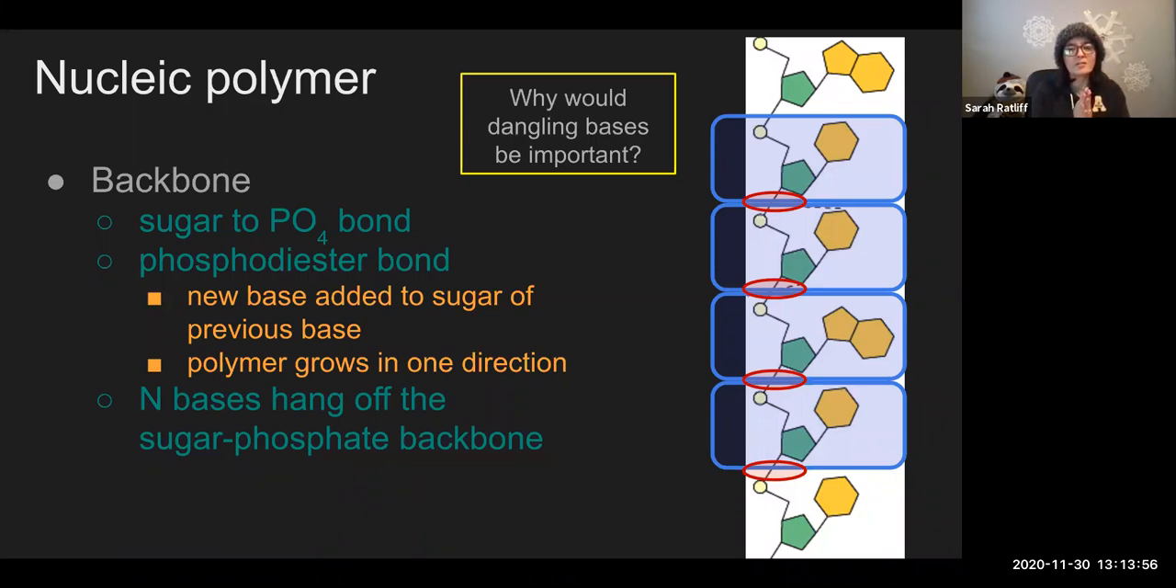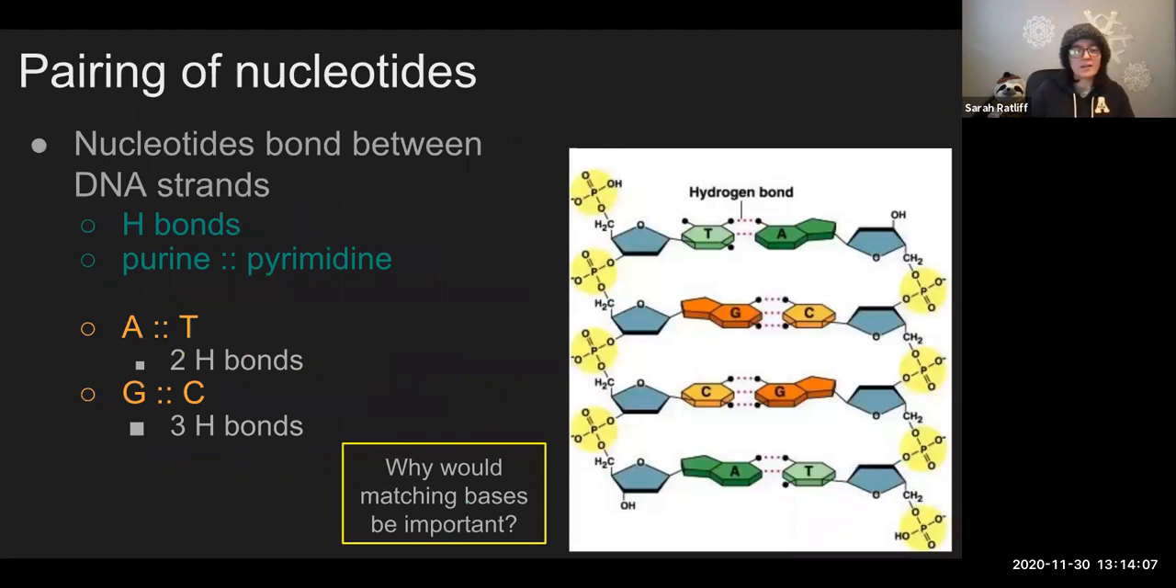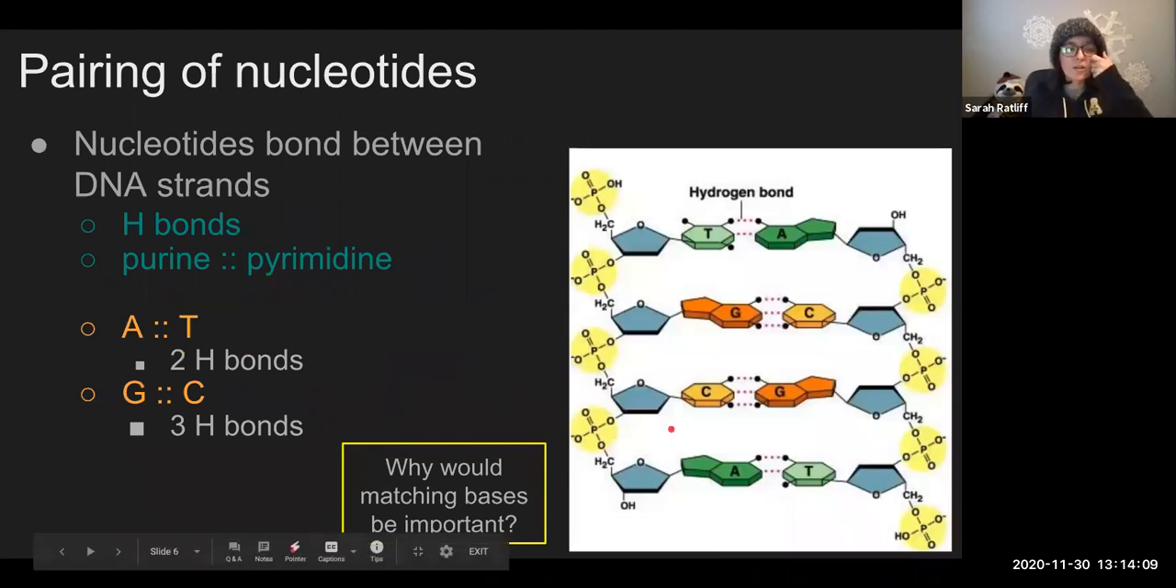Then we have our nitrogen bases, just like chilling, hanging off to the side. But those sugars and phosphate groups need to be super strong. They got those covalent bonds. Now, looking at our nucleotides, so those are the nitrogen bases of our nucleotides, the things that are hanging off the end.